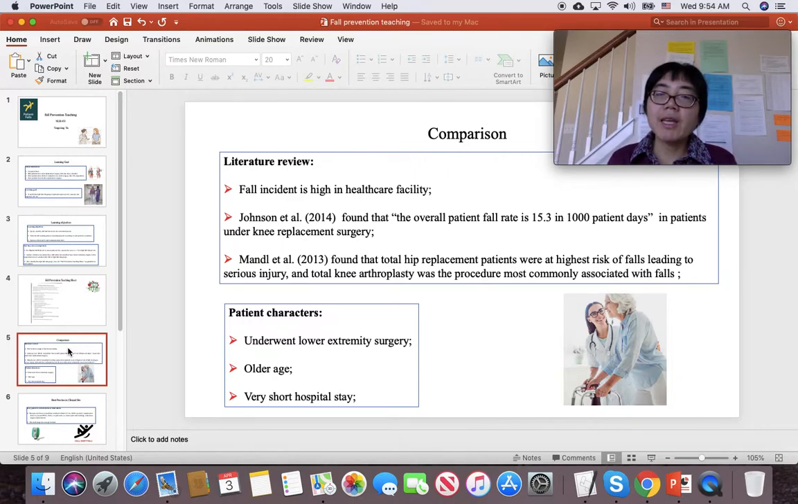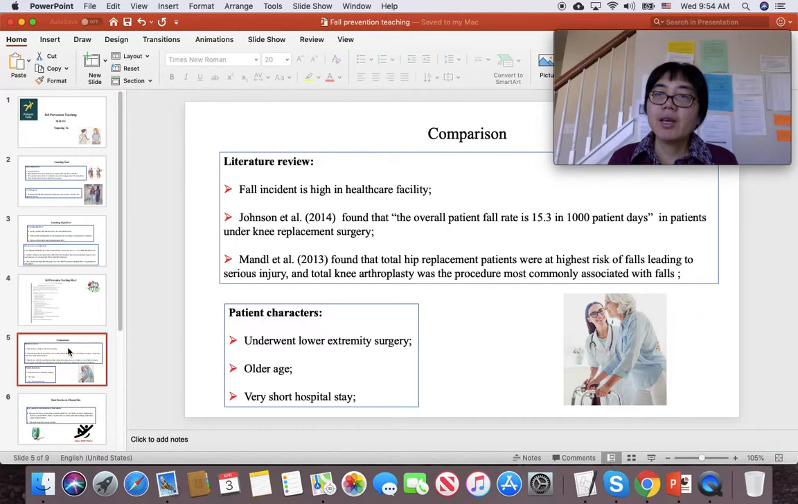So comparing with my patient group, most of my patients have joint replacement surgery, either the knee or hip. The knee surgery actually is the largest part. Most of the patients are very old. They are either in their 60s or 70s. Some patients in their 80s still have a knee replacement surgery. So my patient group is very old.